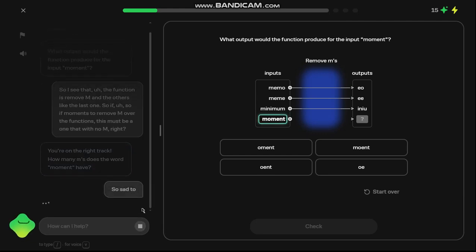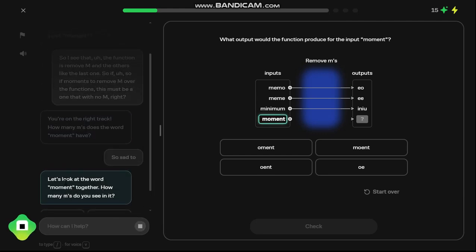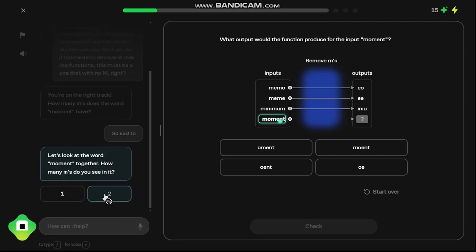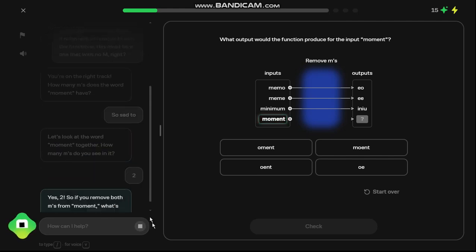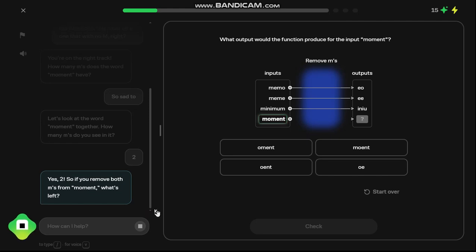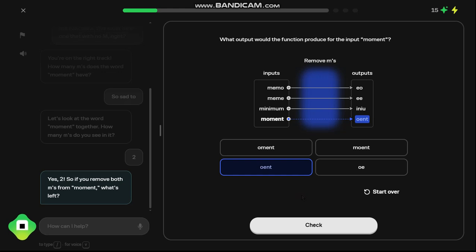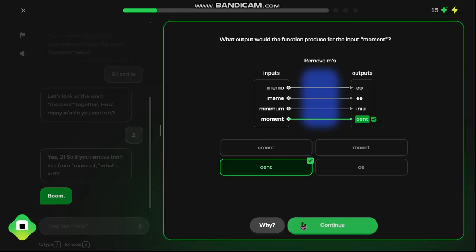It's thinking. So we have 2. Okay. Let's look at the word "moment" together. How many M's do you see? Yes, 2. So if you remove both M's from "moment", what's left? "Opponents." Boom.